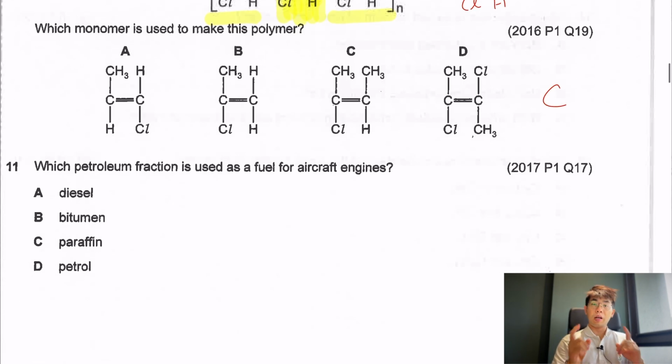Right. Oh, question 11. Question 11 is straightforward. Fuel for aircraft engines will therefore be paraffin, also known as kerosene. So that is why you need to know both the name paraffin and kerosene. So this is C.